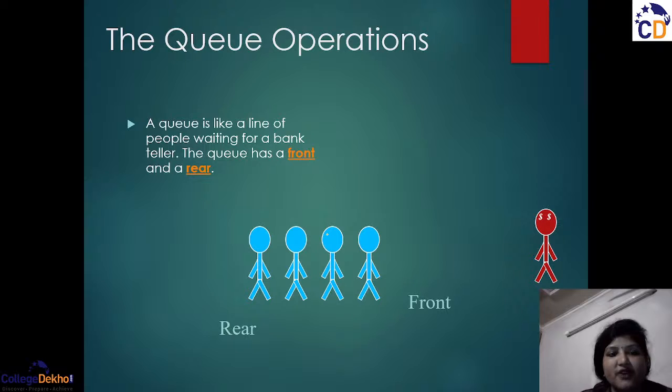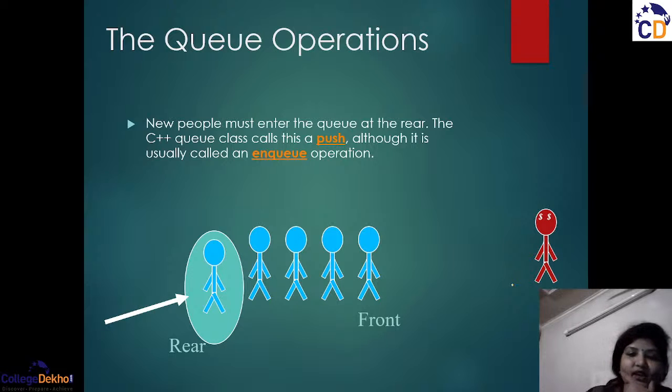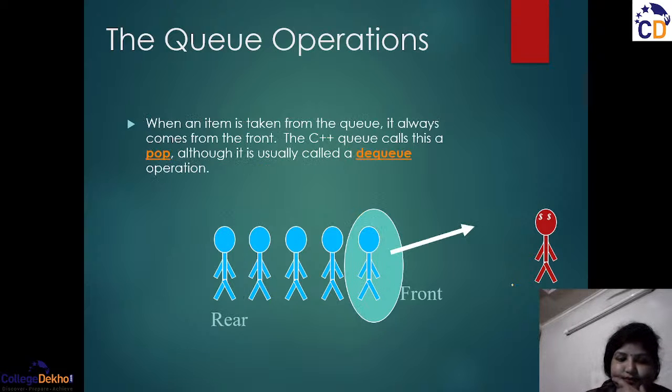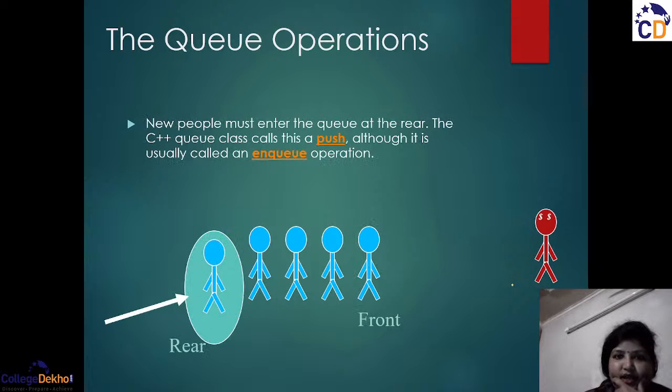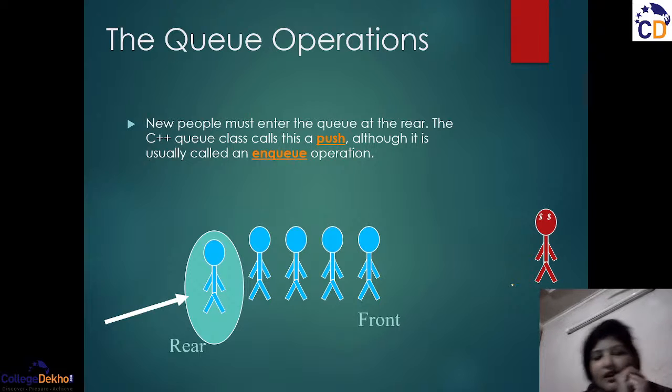The queue has a front and a rear. So here we have the front, and if we are talking about it, it is like this. A queue is maintained in this sequence. This is the front, and this is the rear part, and this is the front part of the queue. So this is the front part and this is the rear part. So let us see how we perform the queue operations.